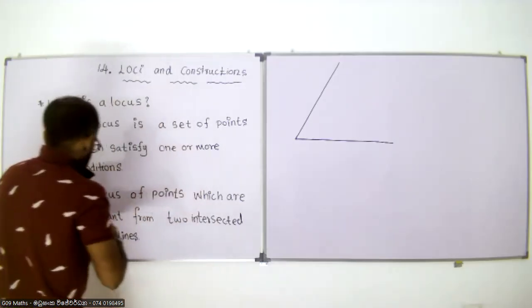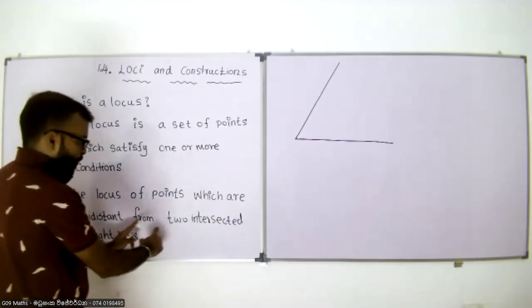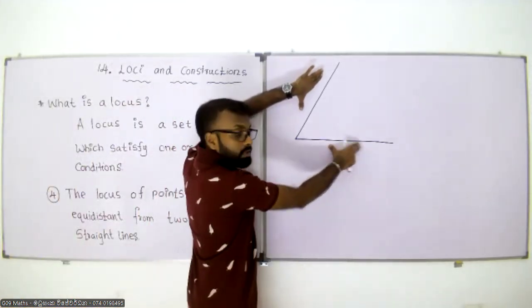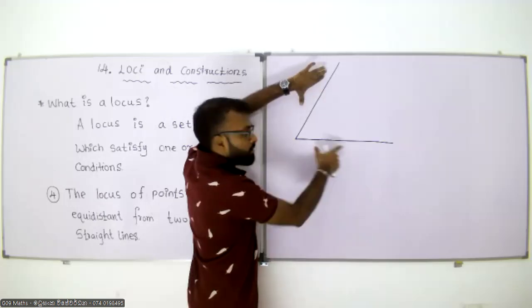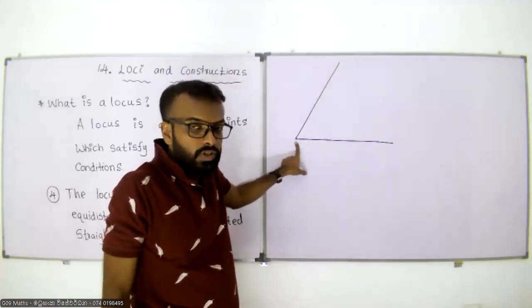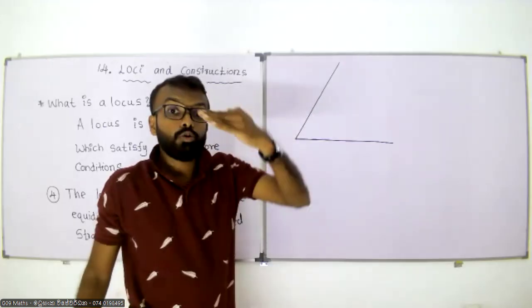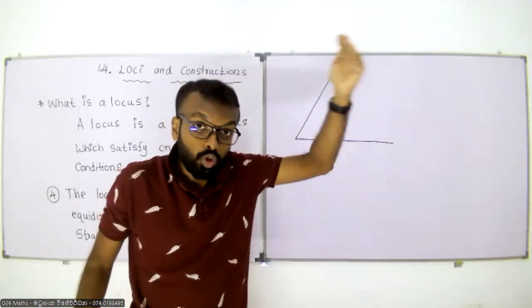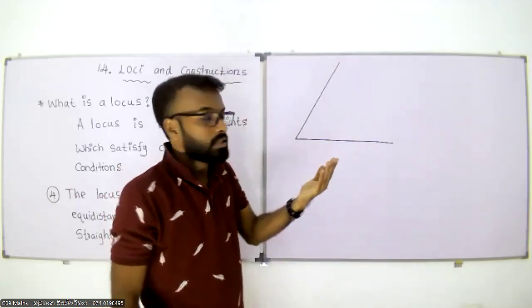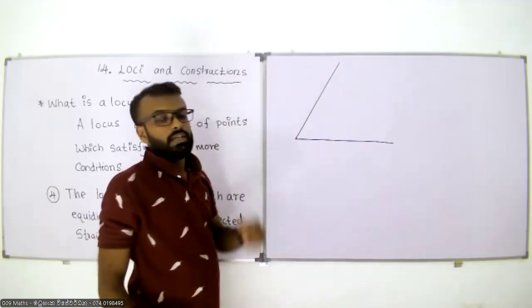The locus of points which are equidistant from two intersecting straight lines. Two intersecting straight lines are there, this one and this one. They intersect at this point, at this vertex. Now we are going to construct the locus which goes equidistant to this line and this line.